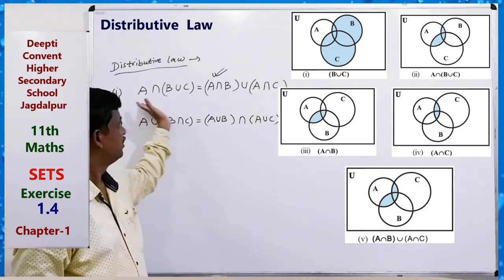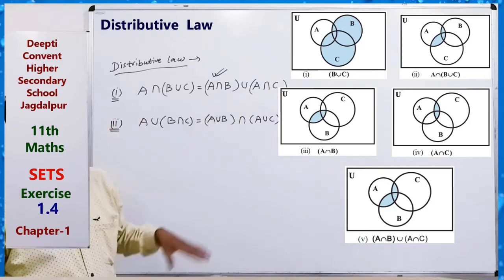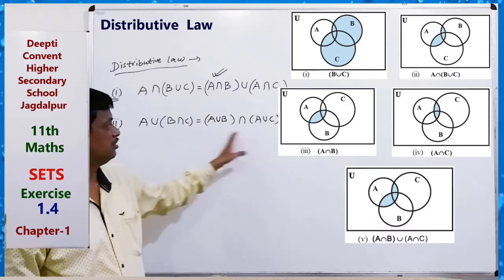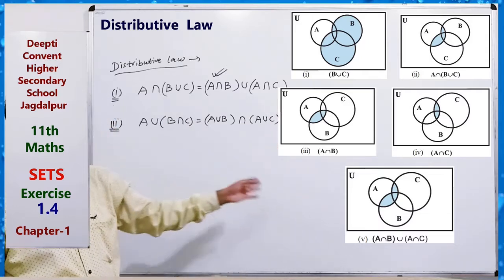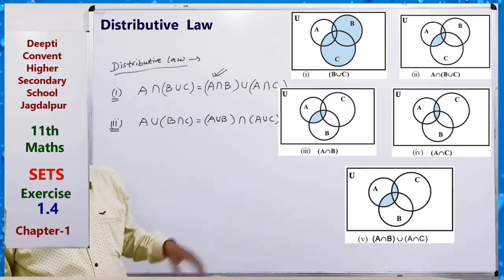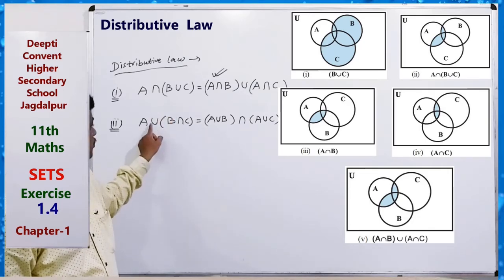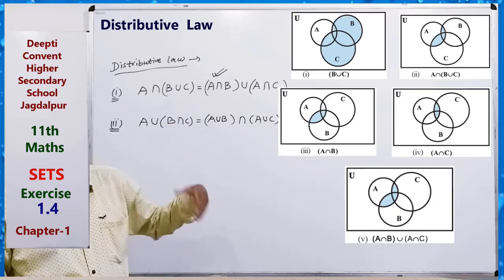So by using Venn diagrams, we can also see this distributive property. You can also draw the diagram for the distribution of union over intersection.